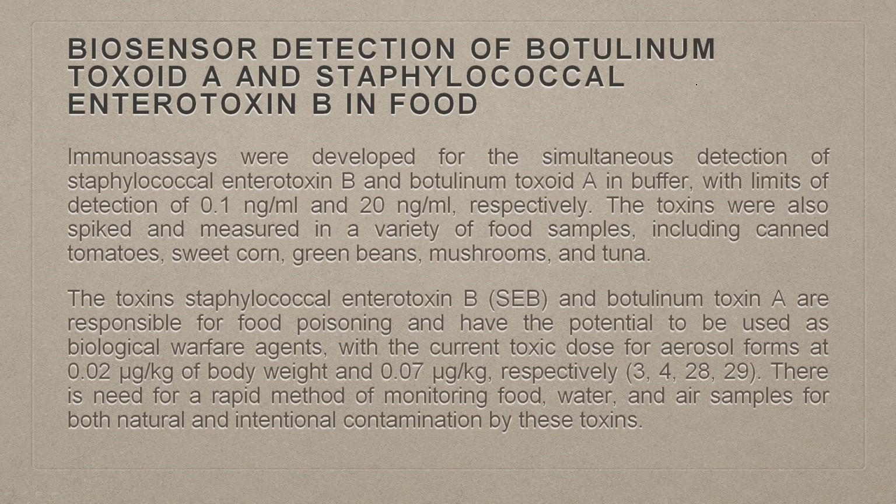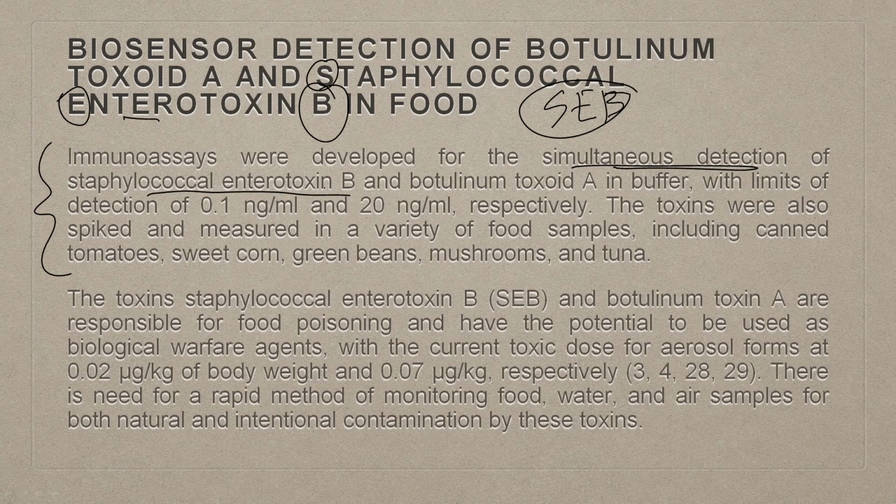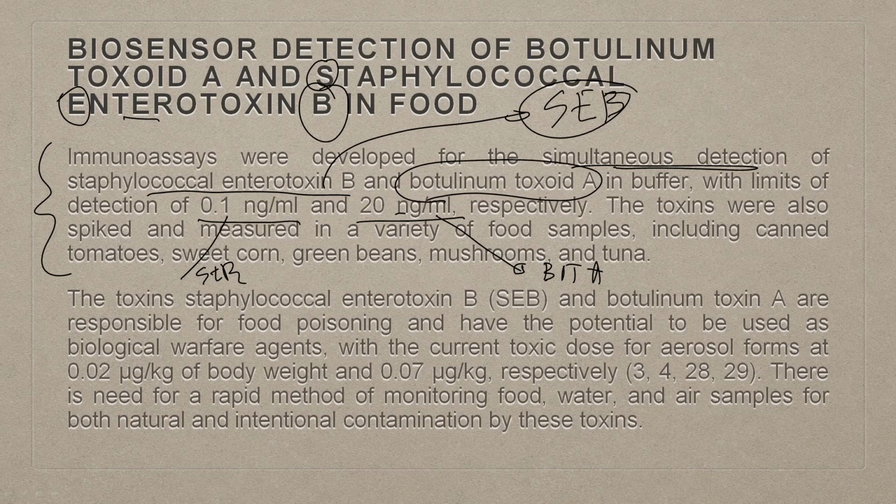For food, which is one of the challenging parts, biosensor detection of botulinum toxoid A and Staphylococcus enterotoxin B, which sometimes in short they call SEB, in food. Immunoassays were developed for simultaneous detection of Staphylococcal enterotoxin B and botulinum toxoid A in buffer with limits of detection of 0.1 nanogram per ml and 20 nanogram per ml respectively. So, 0.1 nanogram for SEB and 20 nanogram per ml is for botulinum toxin A. Okay. The toxins were also spiked and measured in a variety of food samples, including canned tomato, sweet corn, green bean, mushrooms and tuna fishes.